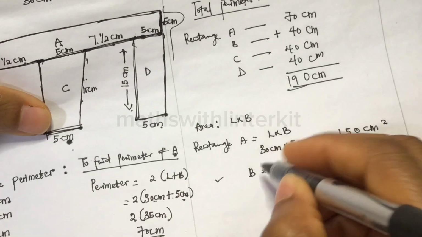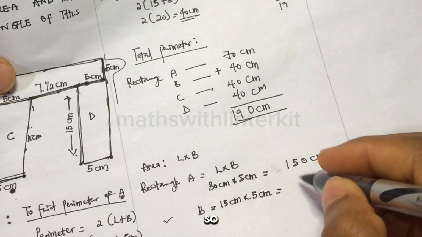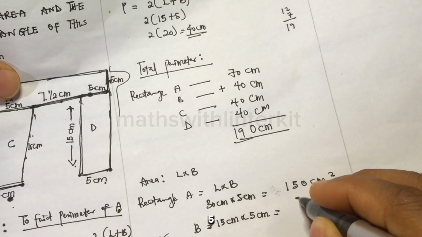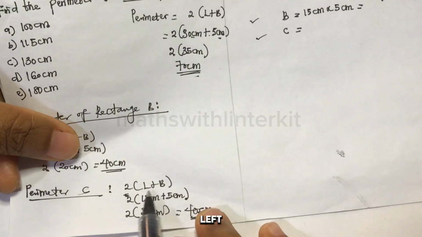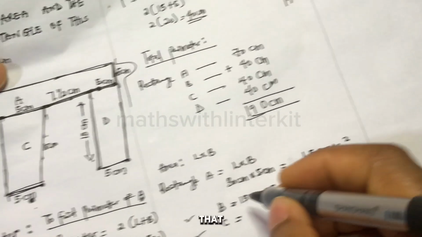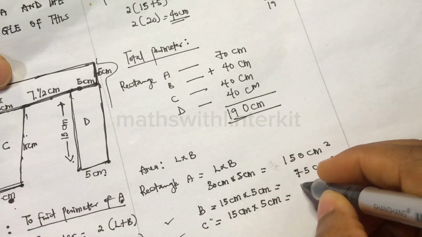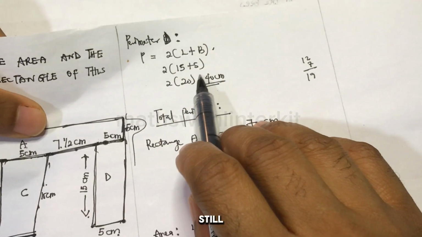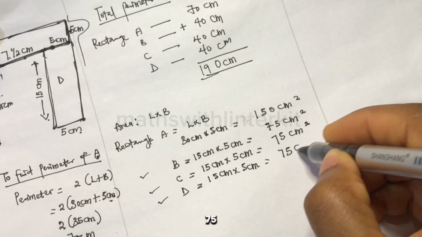For rectangle B, the length is 15, the breadth is 5. So we have 15 centimeter times 5 centimeter. So 15 times 5, that would be 75 centimeter square. For rectangle C, my length and breadth are 15 and 5 respectively. That should be 15 centimeter times 5 centimeter. That is 75 centimeter square. Then for rectangle D, still the same. 15 centimeter times 5 centimeter. That should be 75 centimeter square.